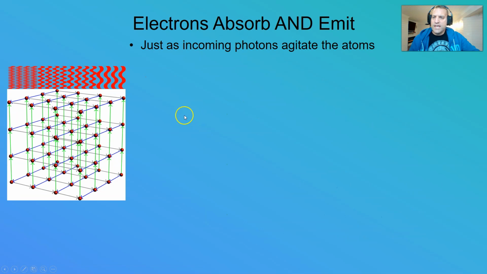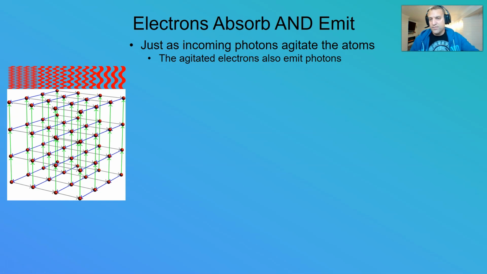So the interesting thing about this that I really should have pointed out in the last video is that just as incoming photons agitate the atoms and bring thermal heat into this object and make it warm, that happens in reverse. So an electron that is agitated and moving also emits photons. So think about the symmetry there, right? These incoming photons will interact with an electron and cause it to move. Well, the exact same thing happens in reverse.